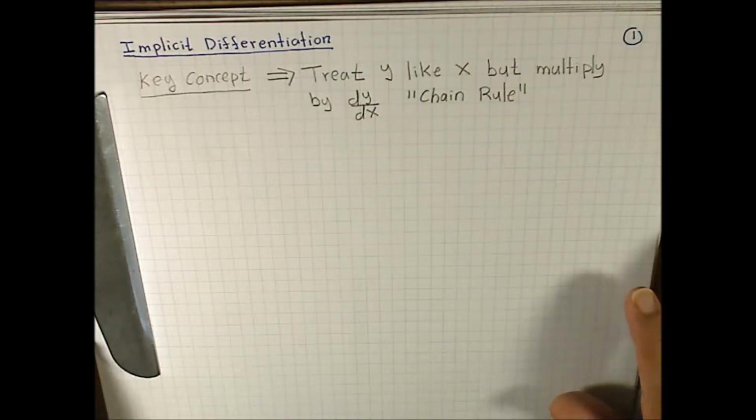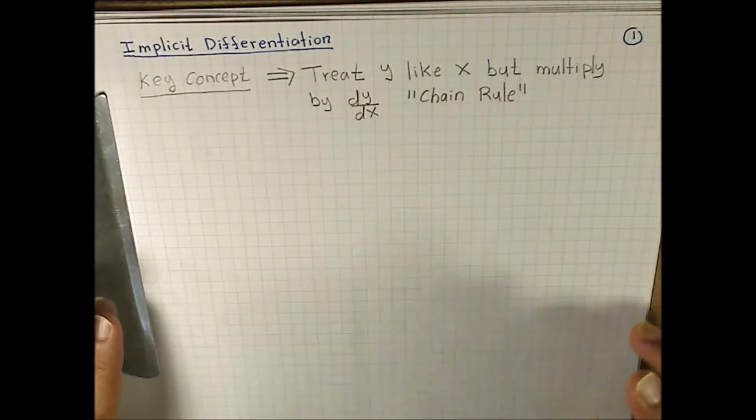Today we're going to talk about implicit differentiation. The key concept is treat y like x but multiply by dy/dx. This is in fact an application of the chain rule. So let's go over some basics.